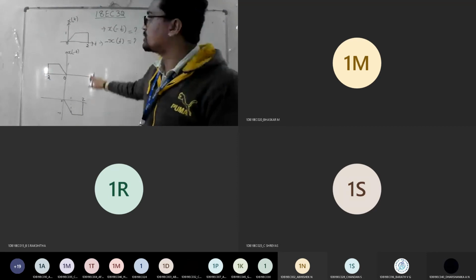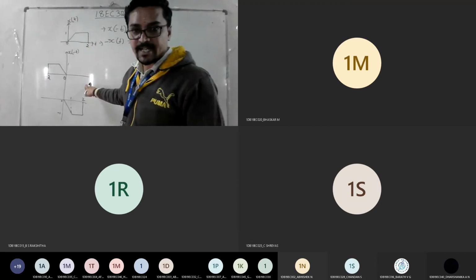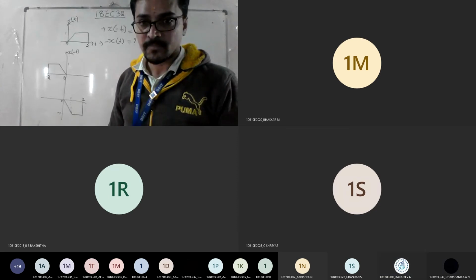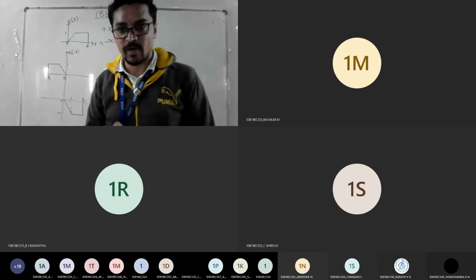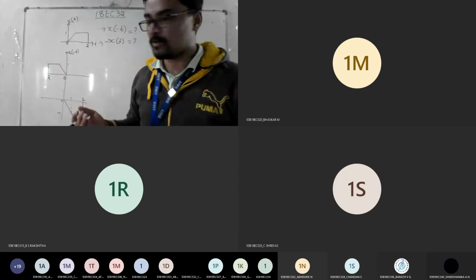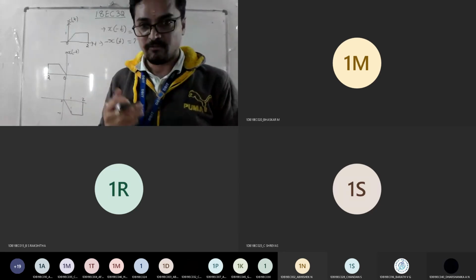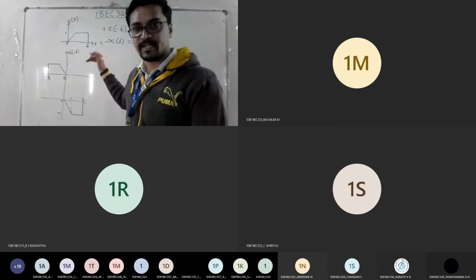So I hope everyone got the difference between x of t, x of minus t and minus x of t. This is the basic thing you should require, because when you go to solve the problem, these three will be merging together. Then we should not have any difficulty. For that purpose, I made you understand it at the beginning itself.